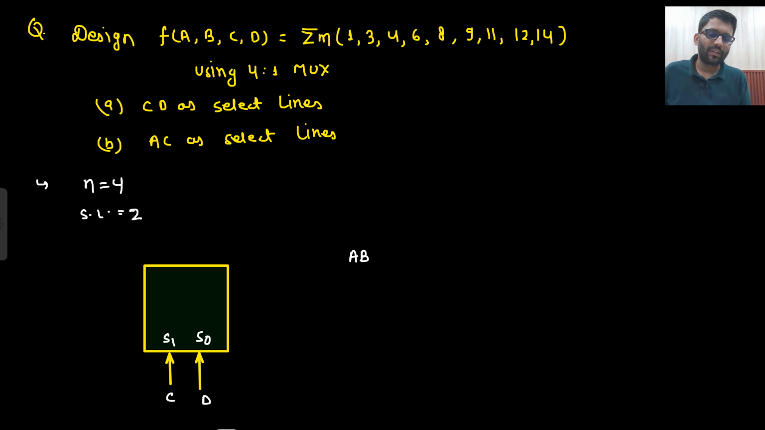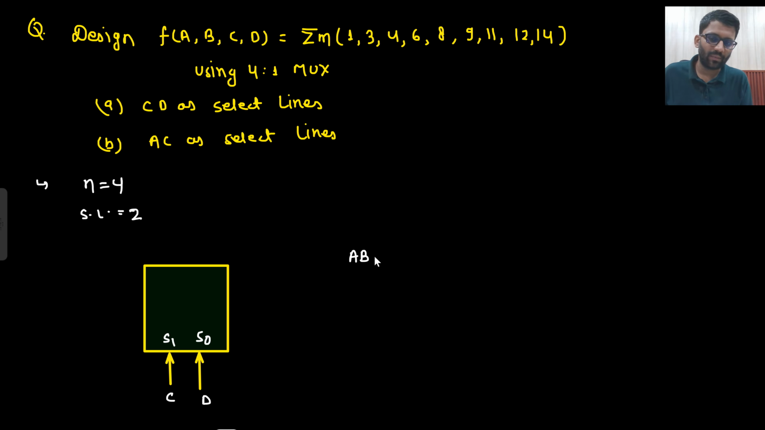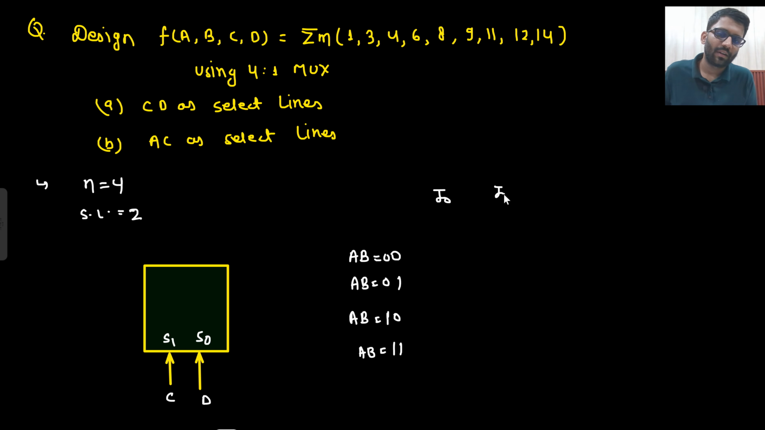Now in the previous cases, D could take 0, D could take 1. But now AB can take 00, AB can take 01, AB can take 10, AB can take 11. And 4 inputs will be there, which will be I0, I1, I2, I3. What about CD? CD can take 00, 01, 10, 11.